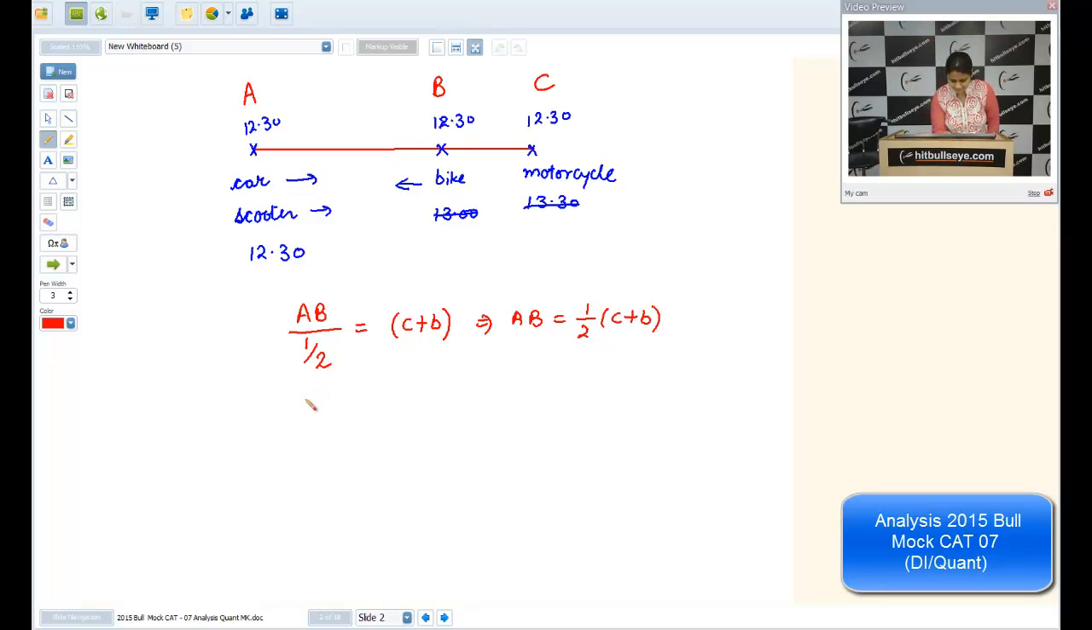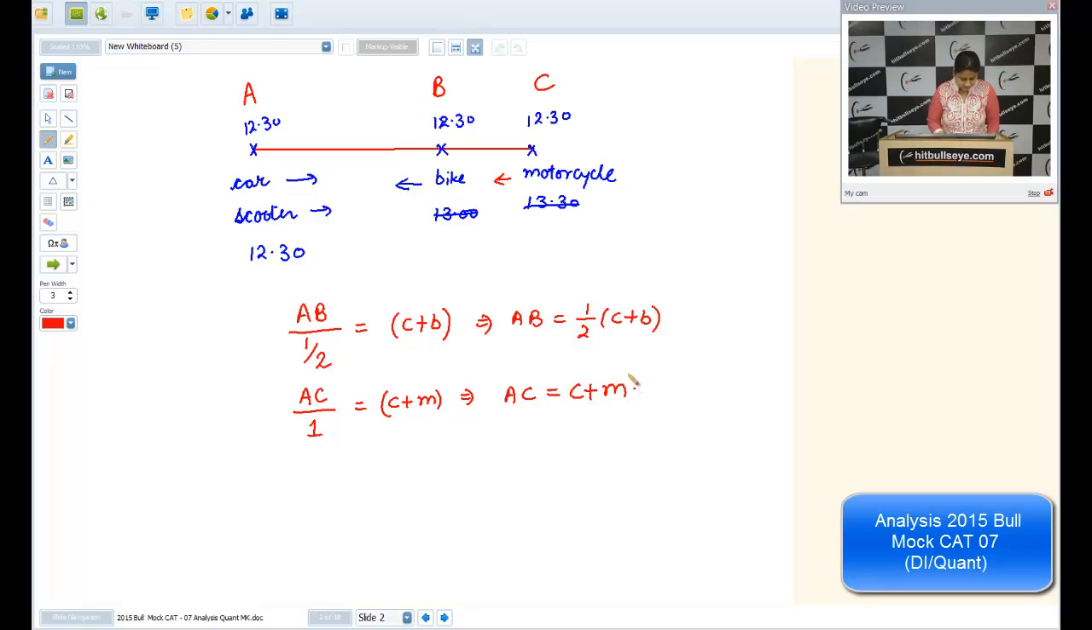Now the second thing, the car is meeting the motorcycle at 13:30. It means the complete length AC is covered in 1 hour. Since both the things are moving in opposite directions, this will be C plus M, the relative speed of these two things. So we can say AC is equal to C plus M. Are you getting me or not, all of you?